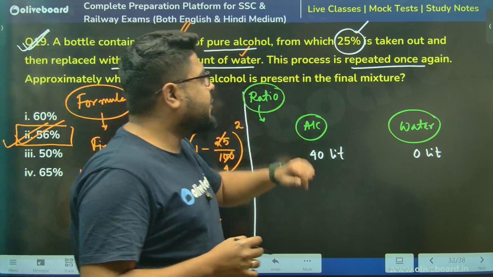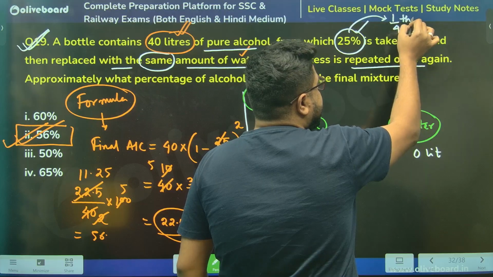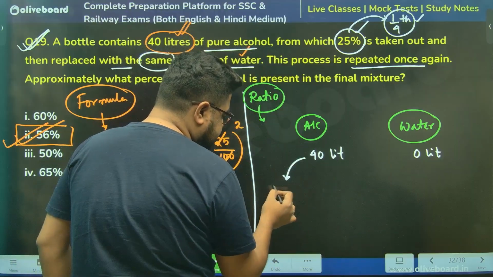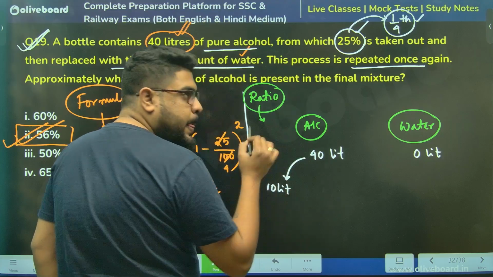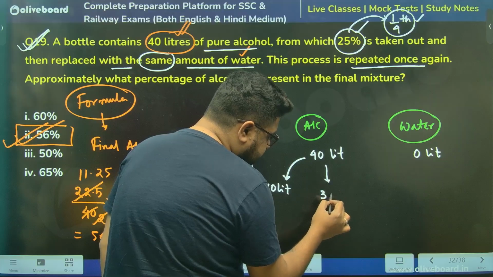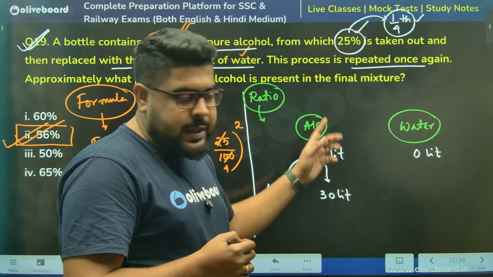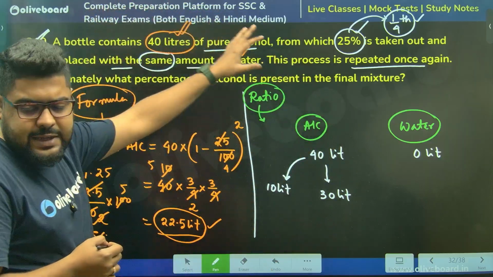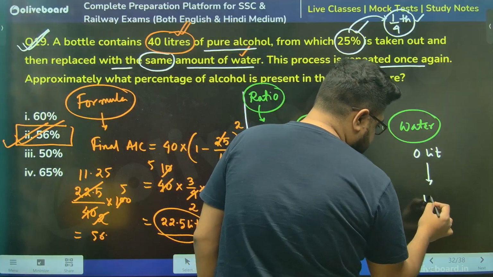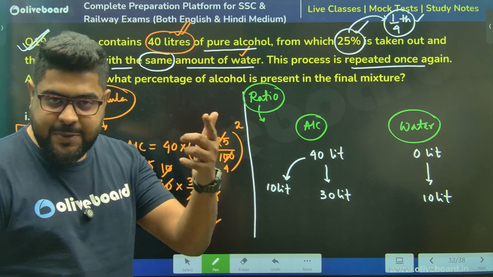Now 25% stands for 1/4. 1/4 has been taken out, meaning 10 liters has been taken out. So alcohol now becomes 30 liters. And 10 liters have been taken out, and the same amount of water has been replenished. So 10 liters of water has been put back in. This is after one replacement. Now you see what will happen.